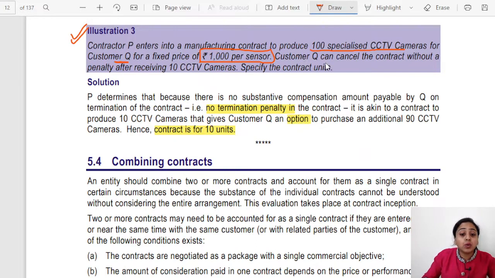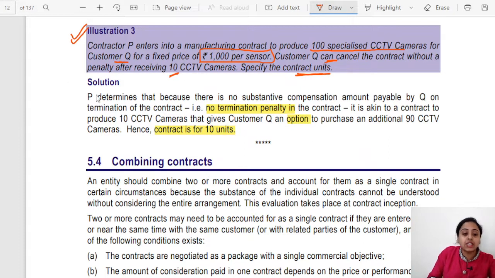Customer Q can cancel the contract without a penalty after receiving 10 TVs. Okay, so the contract is for that minimum amount for which the contract cannot be cancelled. As we consider the previous illustration number 2, there was a minimum period for which the contract cannot be cancelled, that was 3 months. So the contract period was 3 months. Here the minimum amount till which the contract cannot be cancelled is 10 CCTVs. Okay, so the contract will be of 10 TVs only. Okay, specify the contract units.